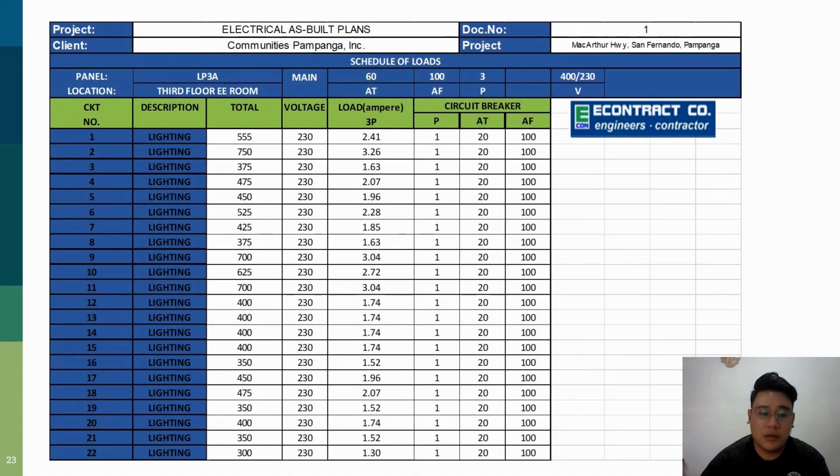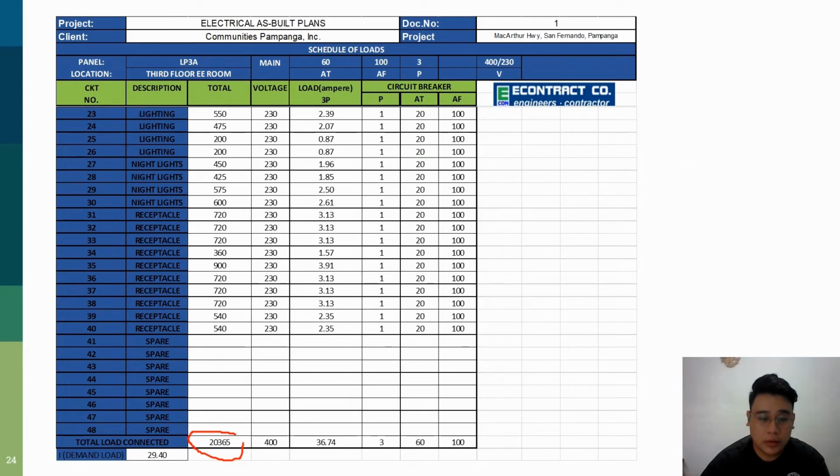So, ito lang naman yung mga values kanina for the LP3A. So, ayan, yung bawat circuit values. Ito ang total connected loads ng lahat-lahat na yan, which is 20,365. And nakakuha tayo kanina ng current demand load, which is 29.4. Then, yung may kasamang circuit breaker protection sa calculation, which is 36.74. Kaya nag-come up tayo sa 60 ampere trip and 100 ampere frame na circuit breaker.